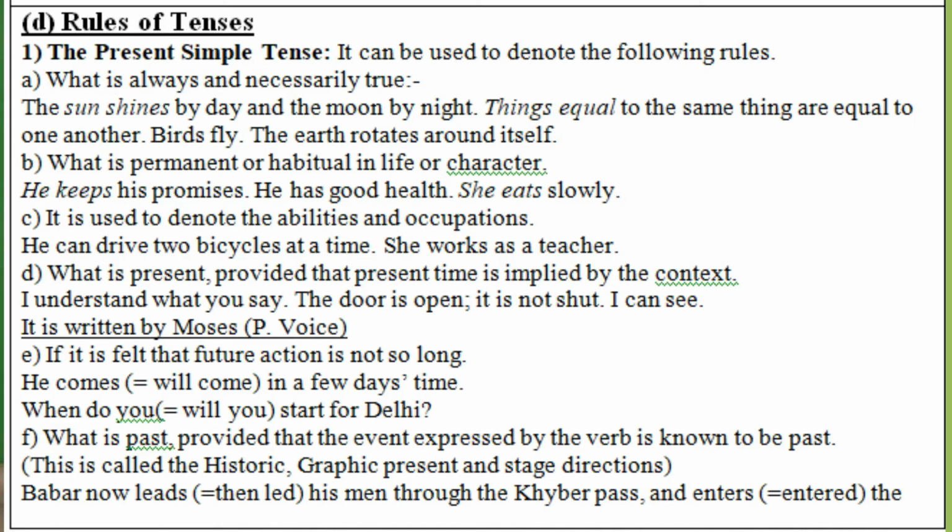Future simple also can be used. He will come in a few days' time. But usually we use "he comes in a few days' time." Though the time has some future sense, we feel it is going to take place soon. In such kinds of times also we use the present simple tense.